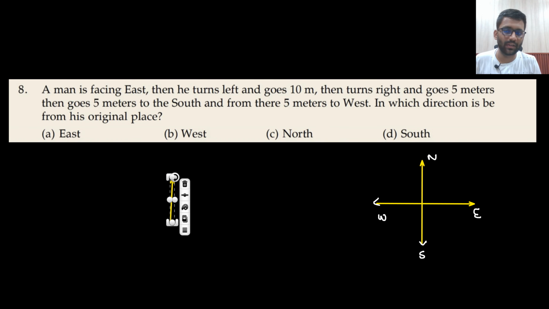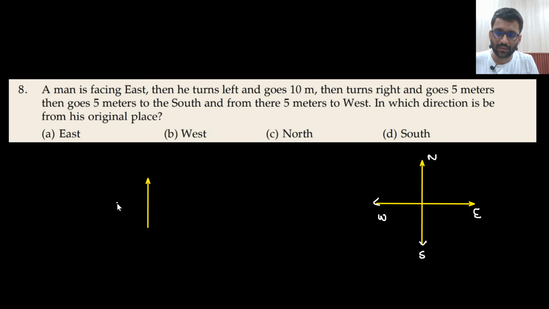Did you understand this point? What is left to east? North. Right? So he turns left and goes 10 meter. Now he is looking in this direction. Then turns right and goes 5 meters.